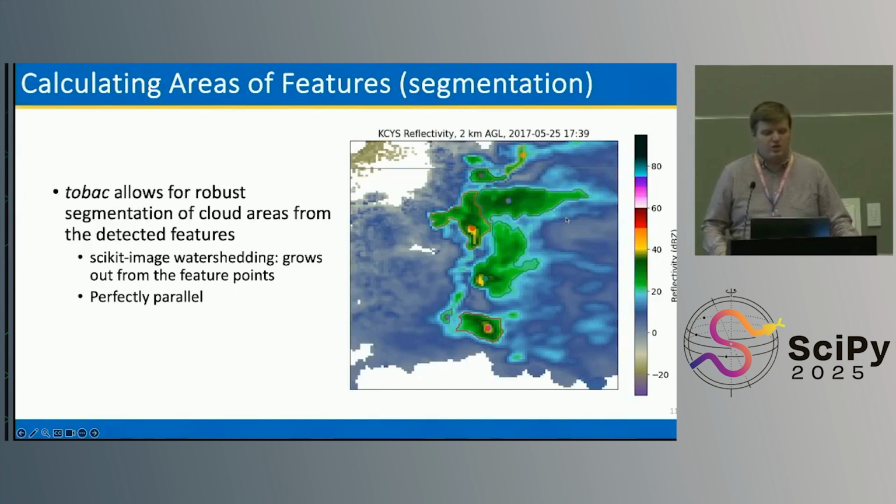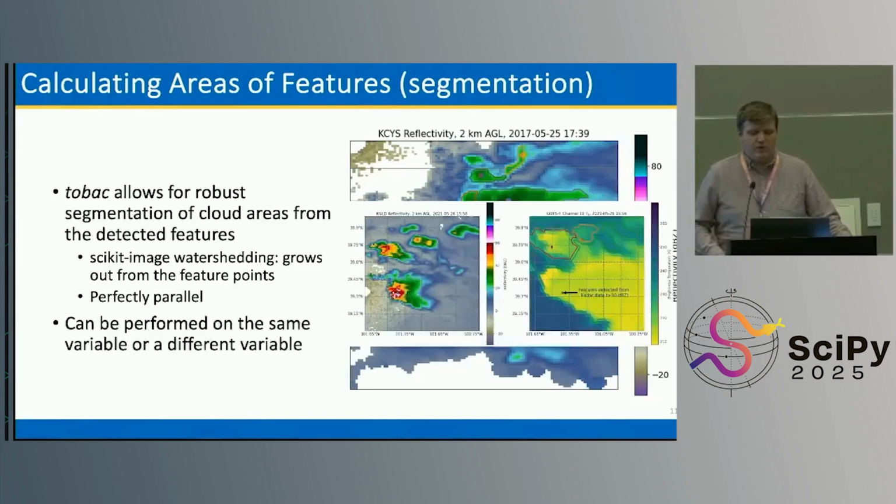Using what we call the segmentation approach. This is using scikit-image watershedding. Again, we have support here for wraparound boundaries, and it is, again, perfectly parallel, and we have some tools to help support that. One of the really nice things about segmentation is that tobac now has tools to regrid your input data. It doesn't regrid the whole input, it actually regrids some of the tobac internal data structure, which is a lot cheaper to do.